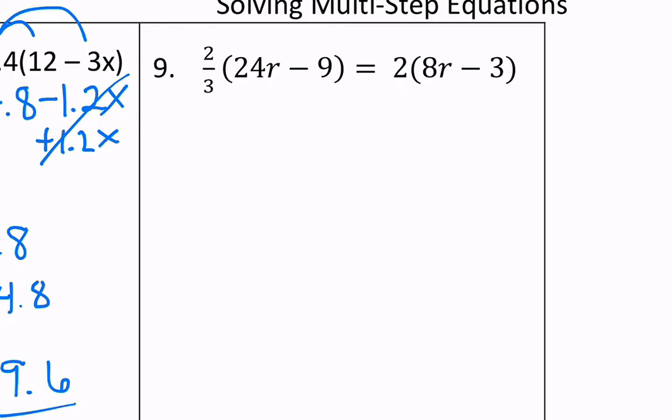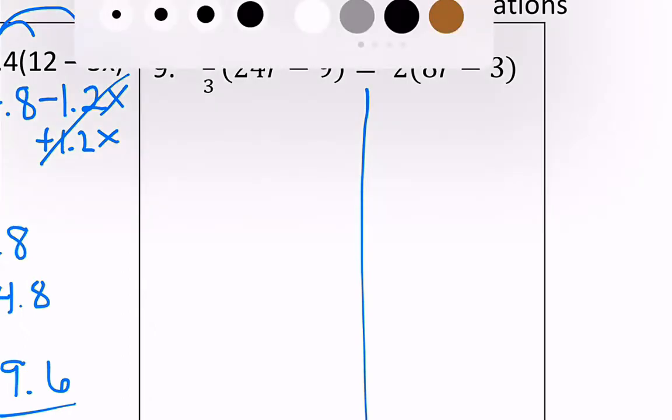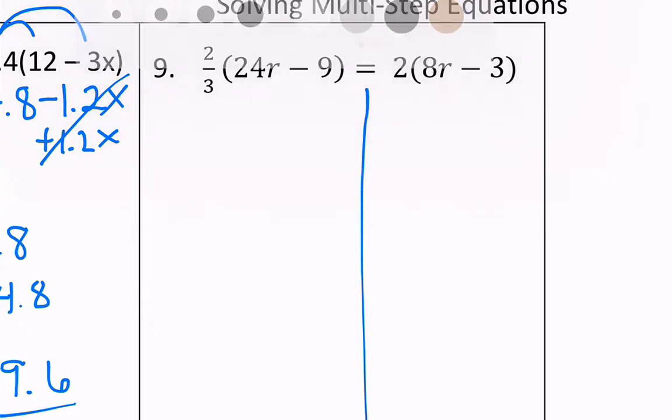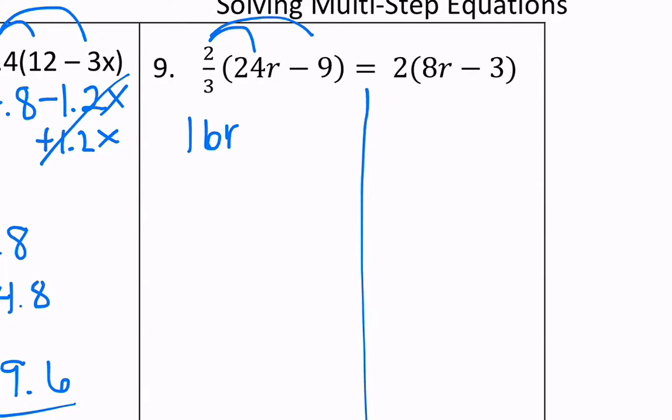All right, I know this is an equation because I see an equal sign, so I draw my line. Parentheses on both sides, so we're going to take care of that. First, I'm going to take that 2/3 and multiply it by 24r. 2/3 times 24r is 16r. Now I take that 2/3 and multiply it by -9. 2/3 times -9 comes out to be a -6. So I'm going to write minus 6, equals.